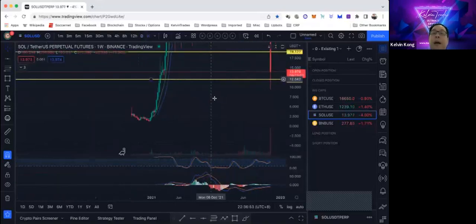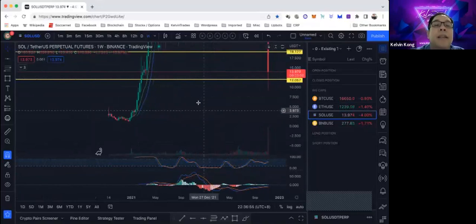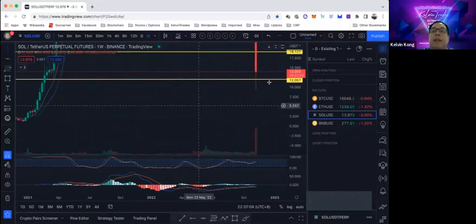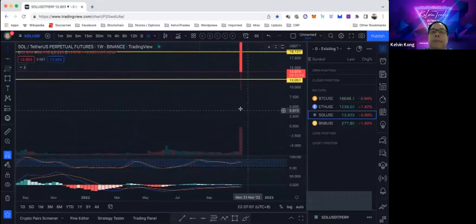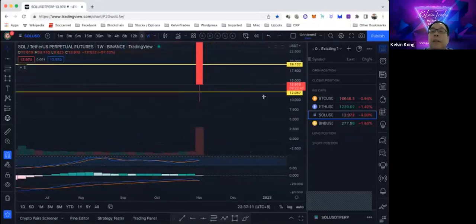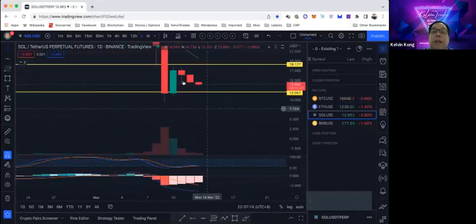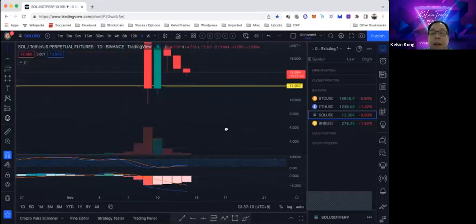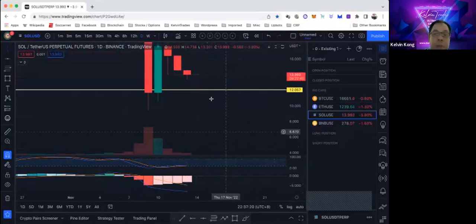For those of you who want to buy, I buy lah. Just buy and hold, put it into your Nano, your Ledger. But for those of you who want to trade, $12. Your plan is: if it doesn't hit $12 and bounce, you're not going to buy. You want it to hit $12, bounce, then you buy.